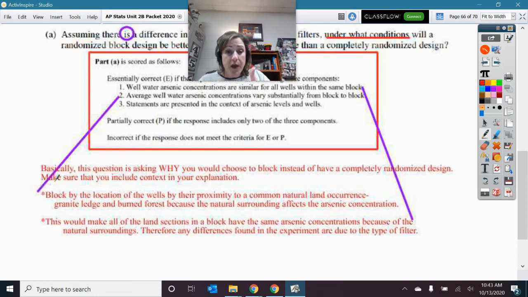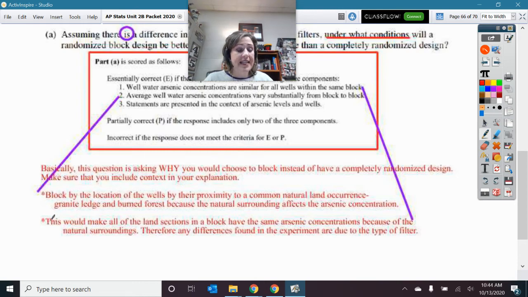Because those natural occurrences, the granite ledge and the burned forest, have an impact on how much arsenic is in those areas. And that comes straight from our block by this. So that answers, in the grading guidelines, the water well arsenic concentration: the average water well arsenic concentration will vary from block to block. So that's what that statement answers. I'm going to block by those things because the arsenic is similar. It affects how much there is.